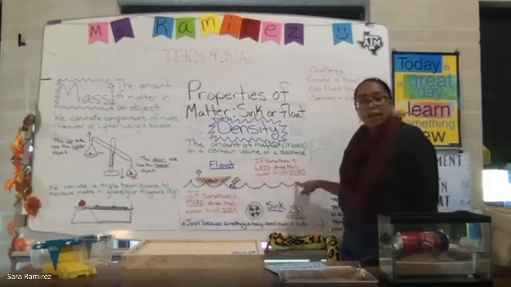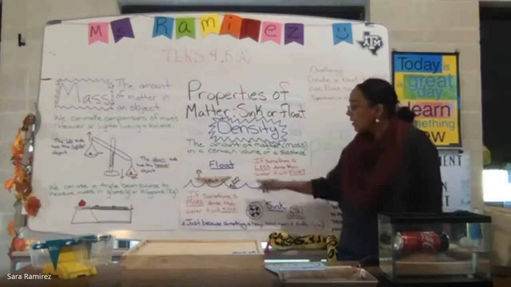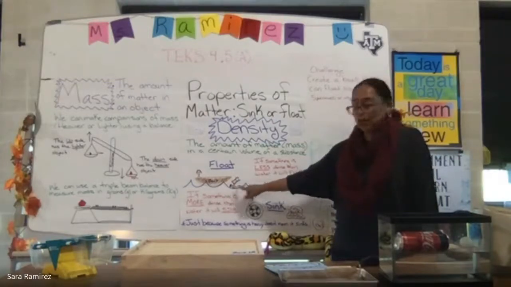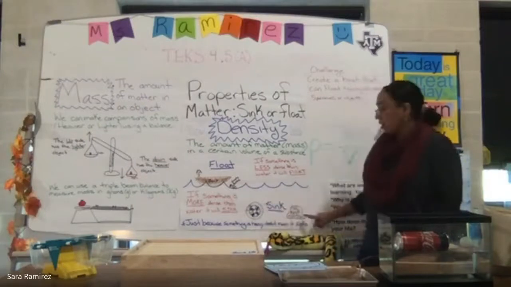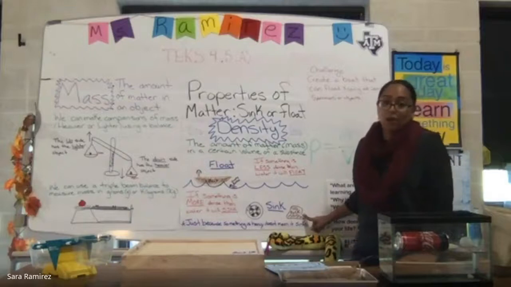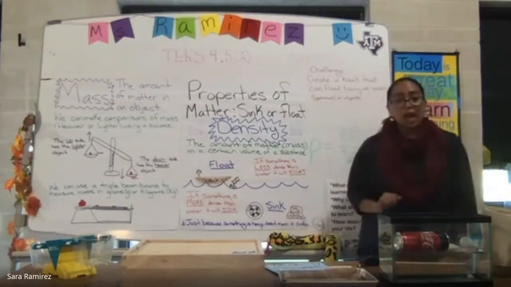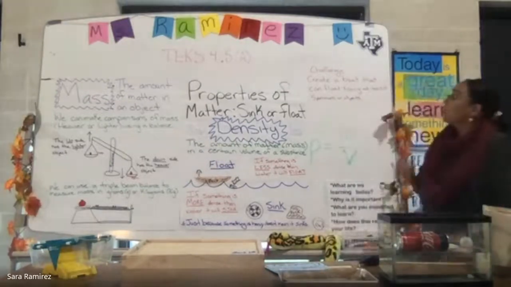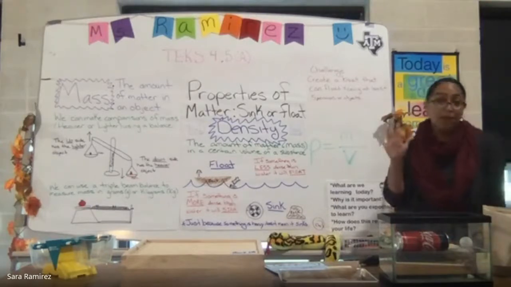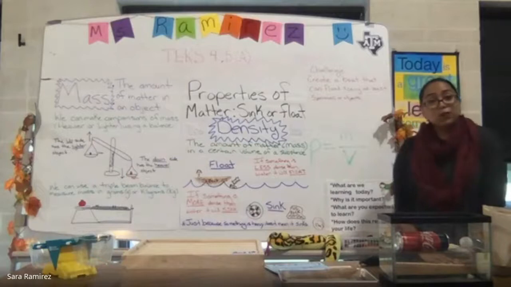If we look at our diagram here, we have a lake. The boat and the water bottle are floating, so they are less dense than the water. The tire and our large rock sank because they are more dense than the water. And my at-home challenge for you guys today: see if you can create a boat that can carry at least 5 pennies and still float in a bathtub or a sink.